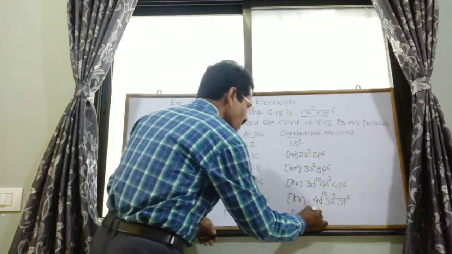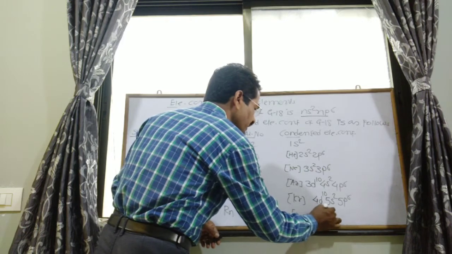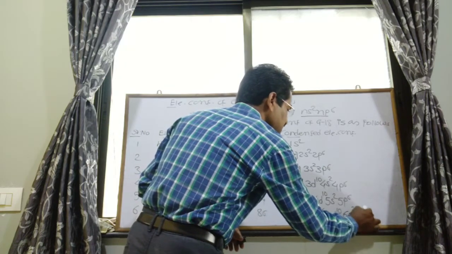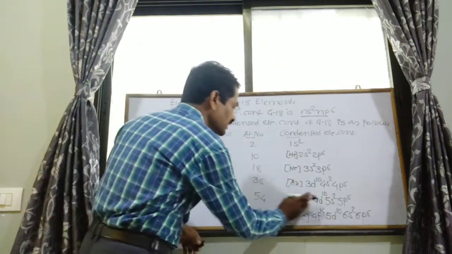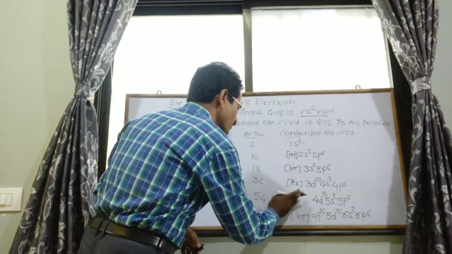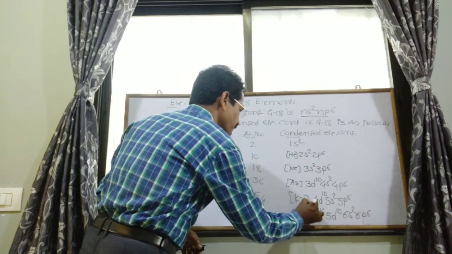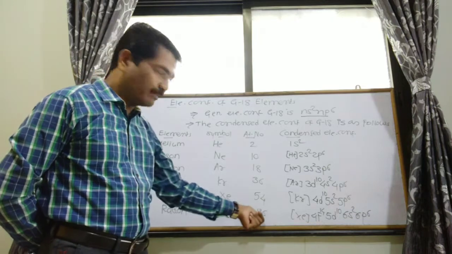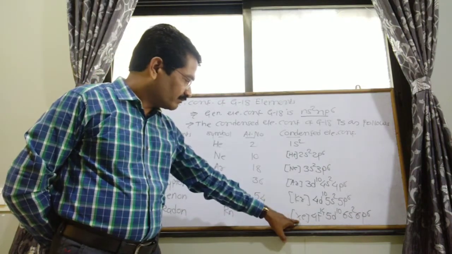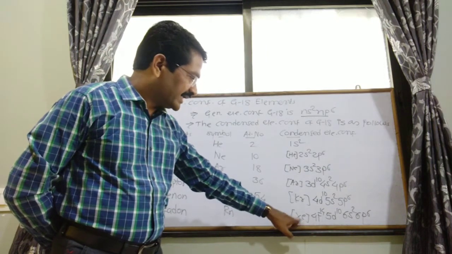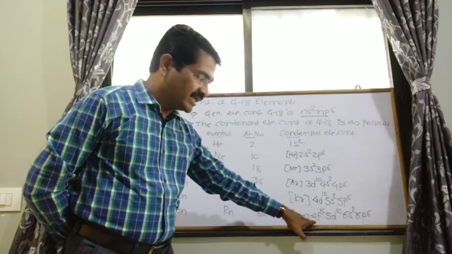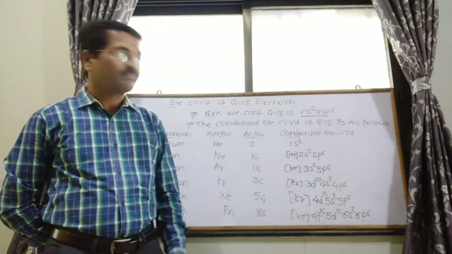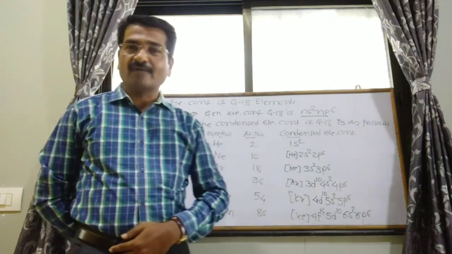And the last one is 4f14 5d10 6s2 and 6p6. See again, the last element of group 18, radon, having atomic number 86. Out of that, 54 electrons go to xenon, that is 54, plus 14 in f, d containing 10 and s containing 2, and the remaining 6 electrons go to p. So this is the electronic configuration of noble gases.